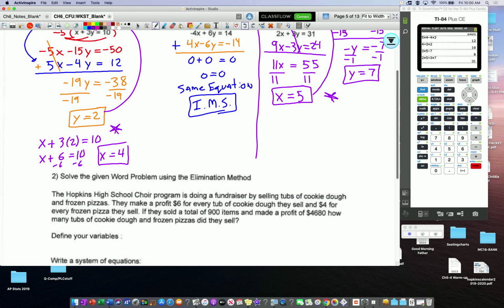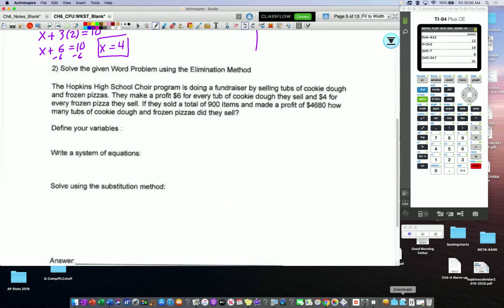All right, let's take a look at number 2, doing the word problem here. Hopkins High School choir program this time, not the theater, choir program is doing a fundraiser, selling tubs of cookie dough. Cookie dough and frozen pizza, nice. So they make a profit of $6 for every tub of cookie dough and $4 for every frozen pizza they sell. So they're gonna make some money here. If they sold a total of 900 items, wow, and made a profit of $4,680, how many tubs of cookie dough and frozen pizzas did they sell?